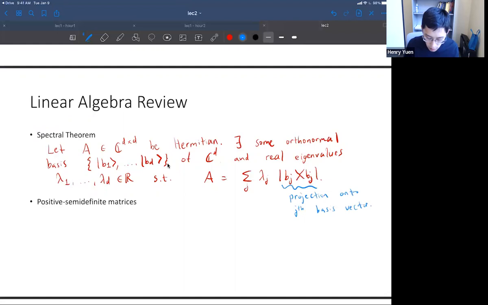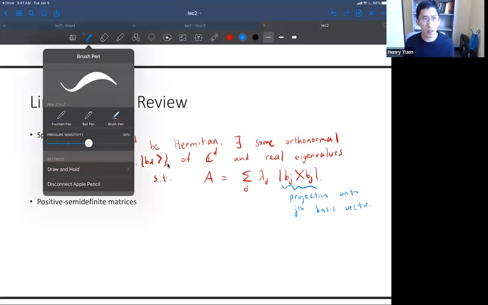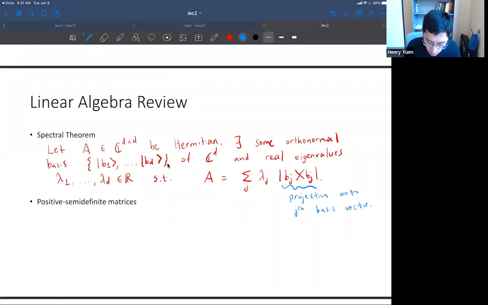All right, so hopefully that should ring a bell for most people. So that's the spectral theorem. The notion of positive semi-definite matrices is a special class of Hermitian matrices. A Hermitian matrix A is positive semi-definite, or PSD, if and only if all of its eigenvalues are non-negative.